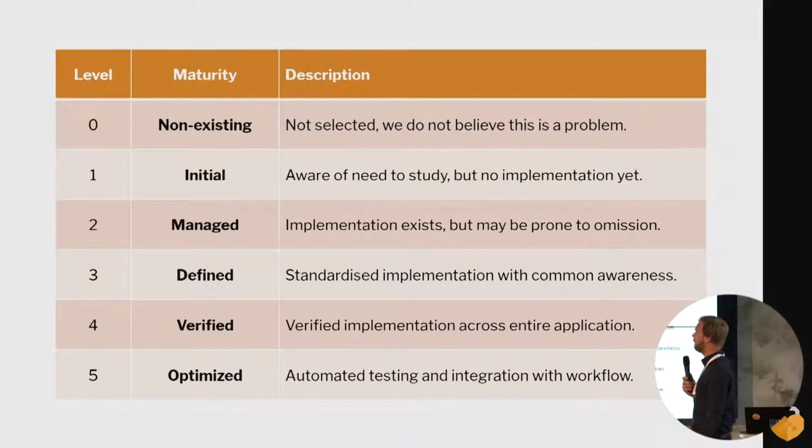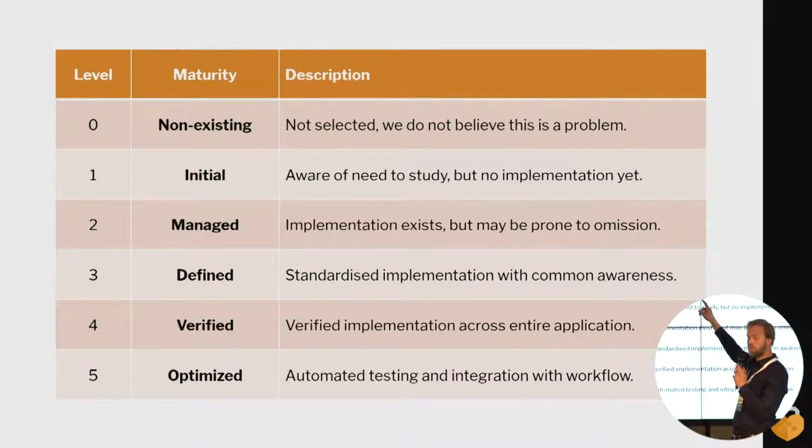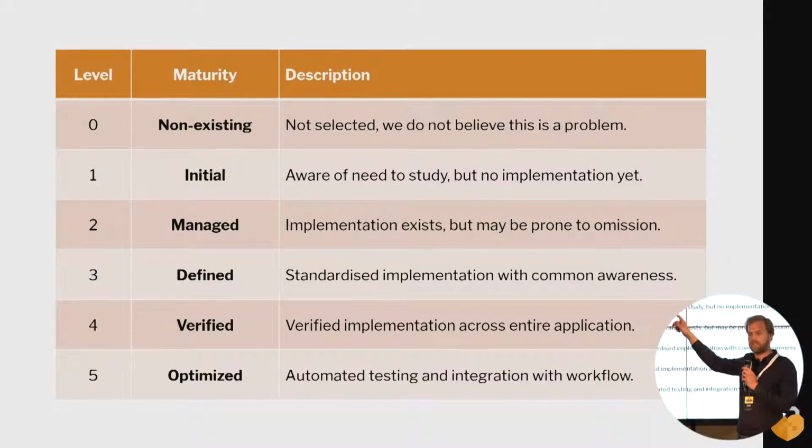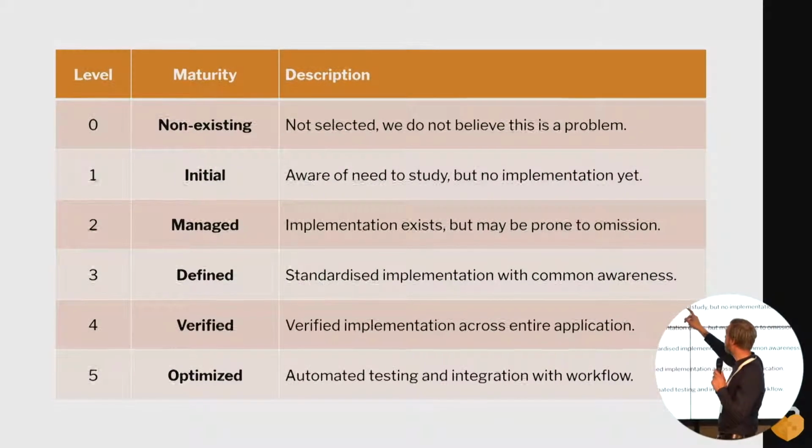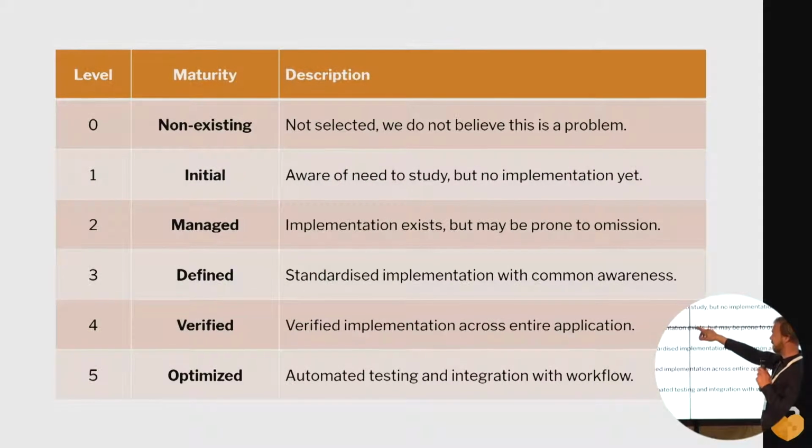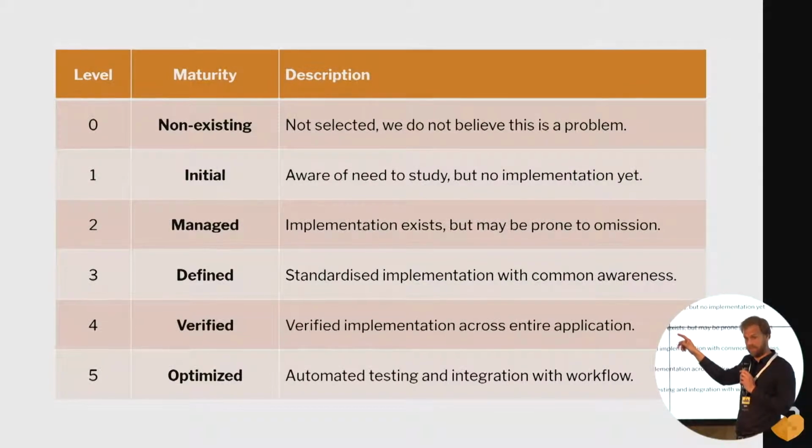So here's our table. Non-existing means we have chosen not to do it. This is where we say selected no. We don't believe this is a problem. 1, initial: yeah, we're aware that OWASP ASVS says this is necessary, but we don't have an implementation. We haven't considered it properly.